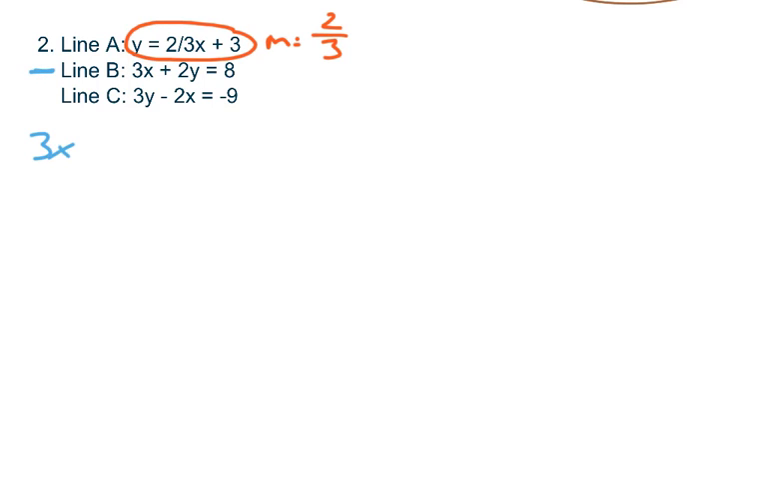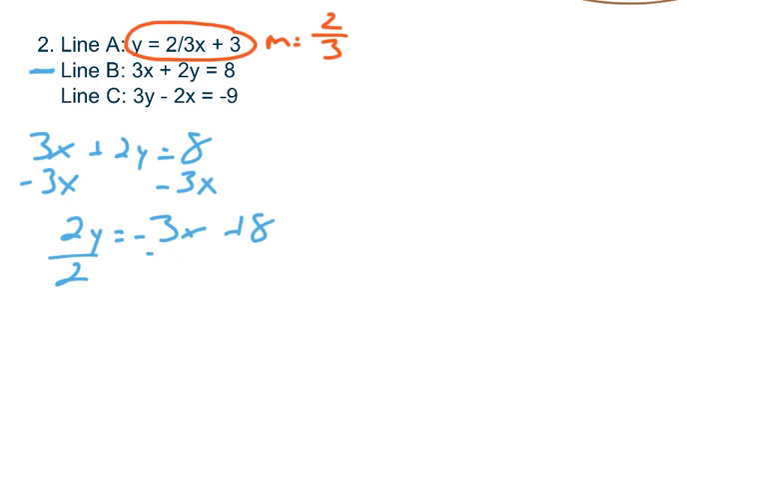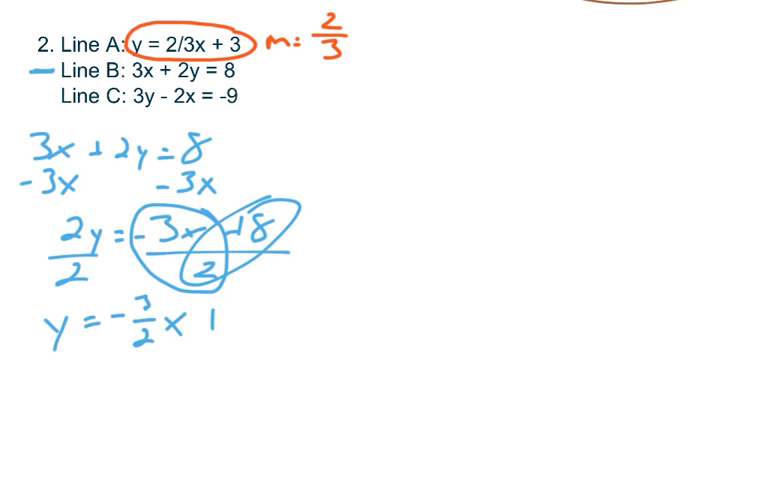So we get 3x plus 2y equals 8. We got to get y by itself, so minus 3x. 2y equals negative 3x plus 8. Divide both sides by 2. So we got y equals, let's see, we'll do this. Negative 3 over 2 can't really be simplified, so we're going to leave it as negative 3 over 2x. And then we could do the 8 over 2 to get positive 4. So here is our equation. We can say that our slope is negative 3 over 2.